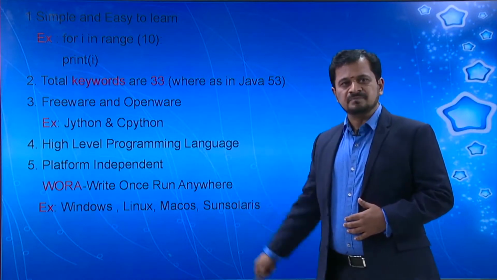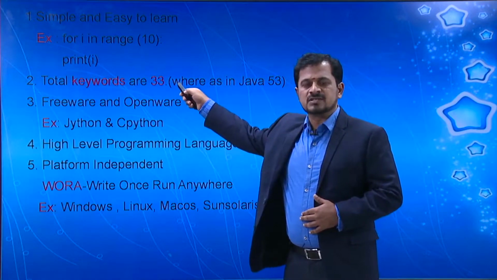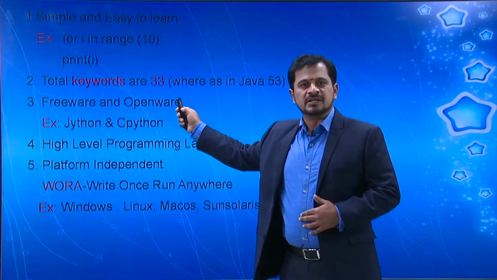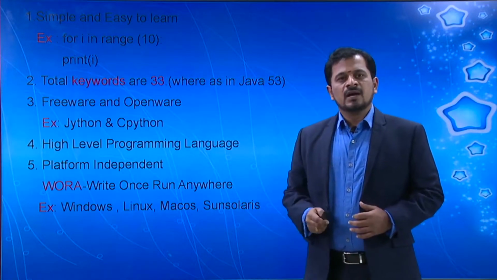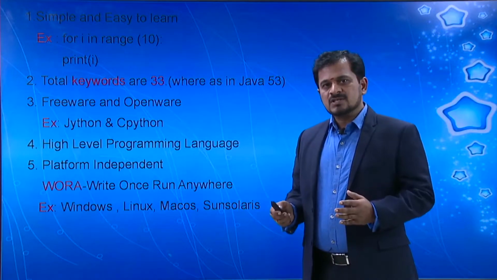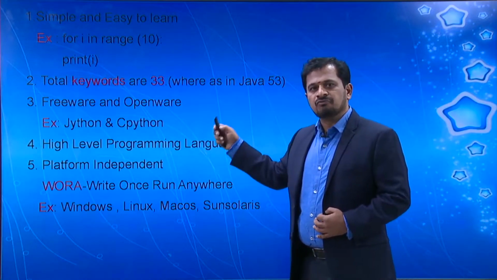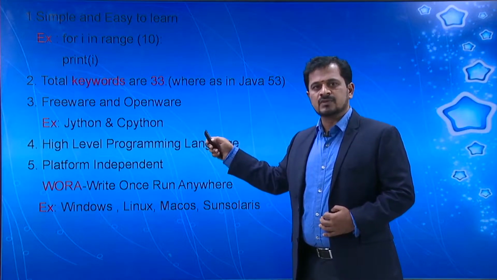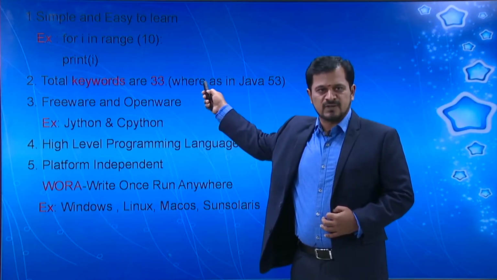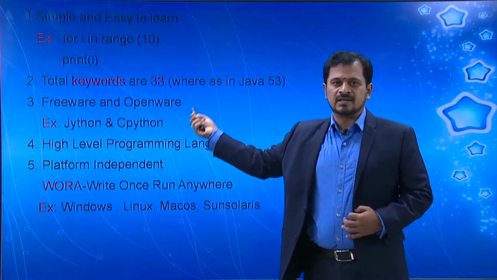And the second point: the total number of keywords in Python language is 33, whereas in Java the keywords are 53. So the total number of keywords is also very small, and each and every keyword has been assigned some specific functionality that we will discuss in later classes.